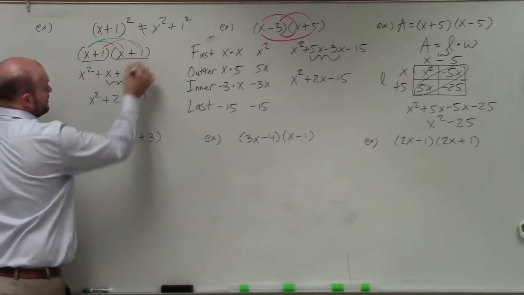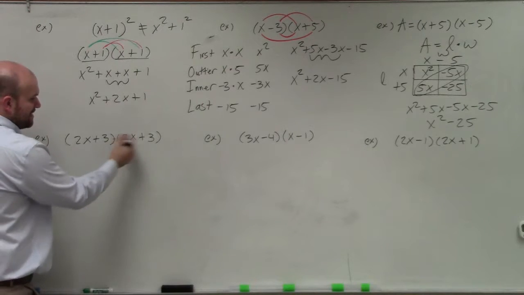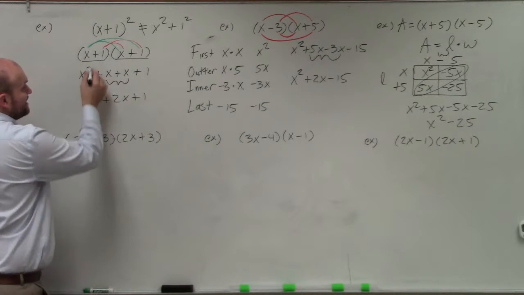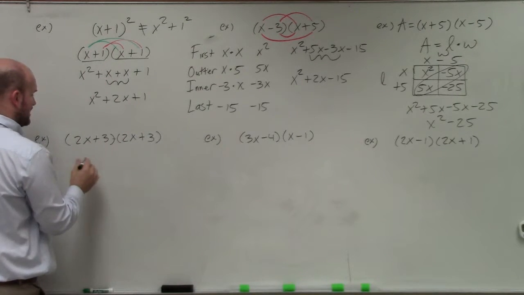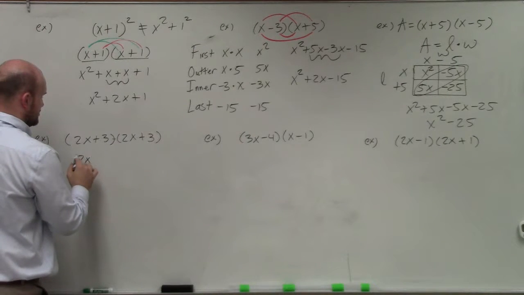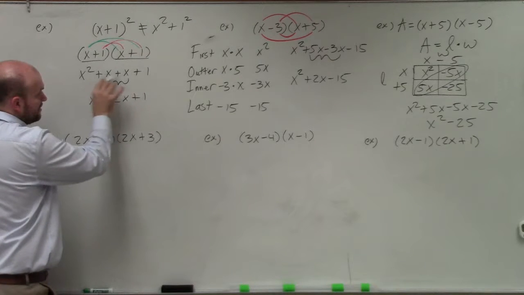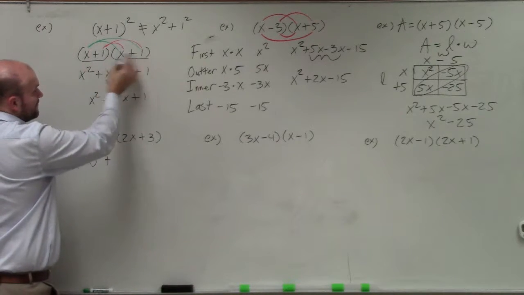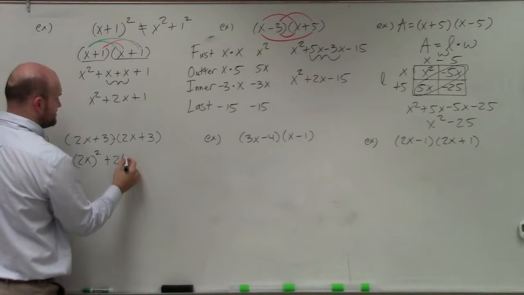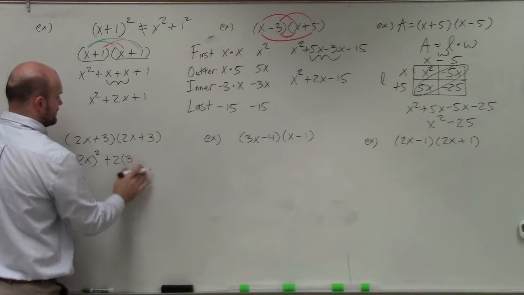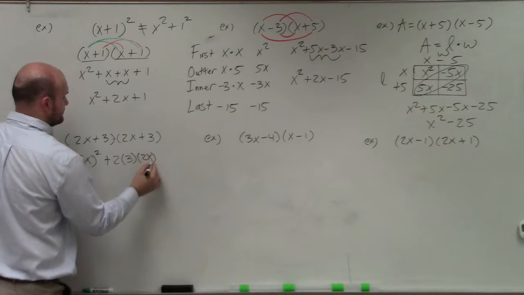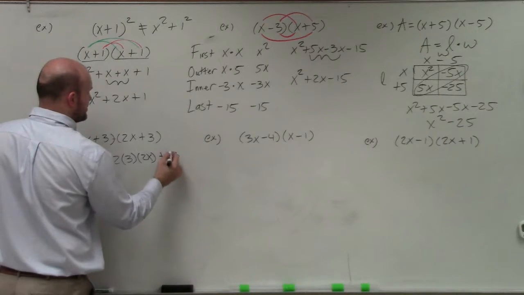And that's really, really important because when I'm looking at this, I notice that whenever you have the first term times the first, since you have the same term duplicate, all you need to do is square the first term. So it's basically 2x squared, plus double the product of the first and the last term. So it's going to be 2 times 3 times 2x, and then plus the last term squared.